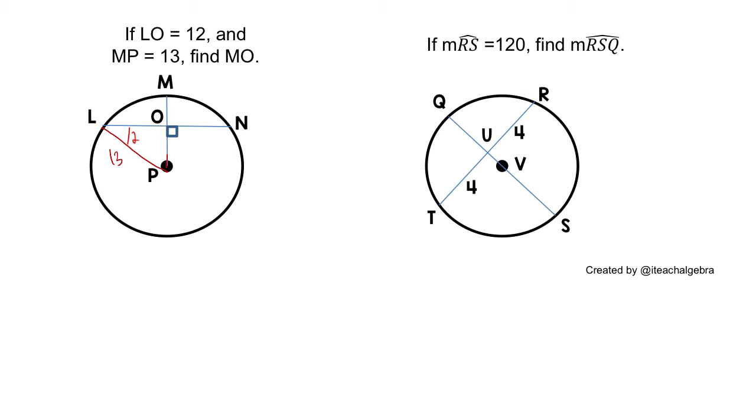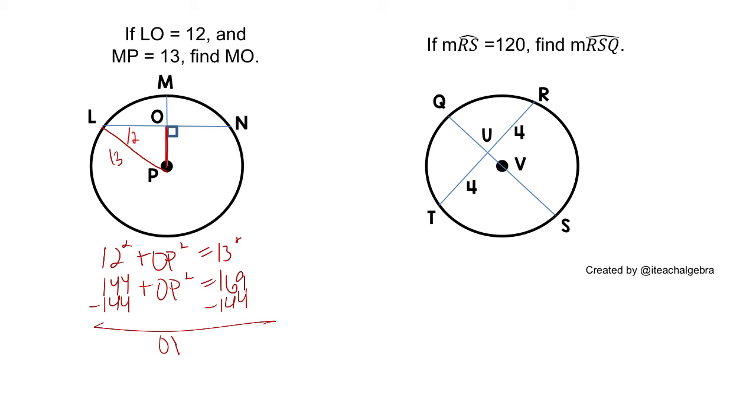So to do that, let's first find OP. So we do 12 squared plus OP squared is 13 squared. That's 144 plus OP squared is 169. I subtract 144. I get OP squared is 25. Square root, and OP is 5. So if OP is 5 and MP is 13, we do 13 minus 5 and get 8, and that's MO.